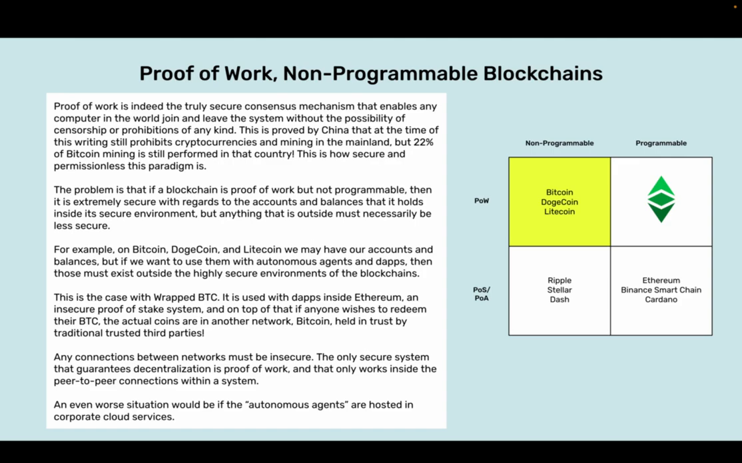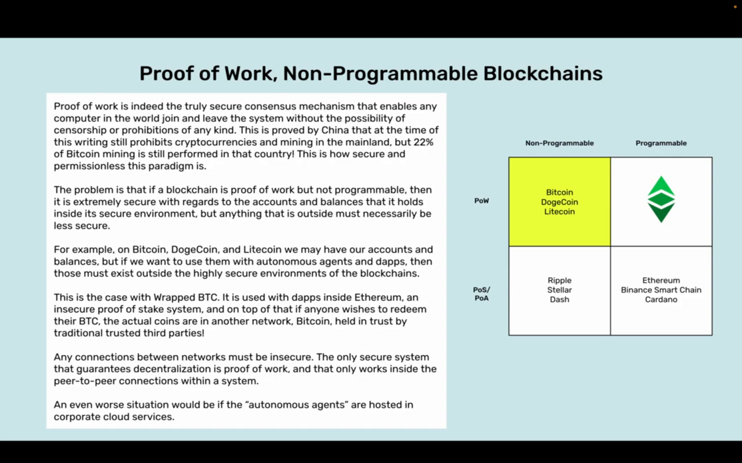Proof of work, non-programmable blockchains. Proof of work is indeed the truly secure consensus mechanism that enables any computer in the world to join and leave the system without the possibility of censorship or prohibitions of any kind. This is proved by China, which at the time of this writing still prohibits cryptocurrencies and mining in the mainland, but 22% of Bitcoin mining is still performed in that country. This is how secure and permissionless this paradigm is.